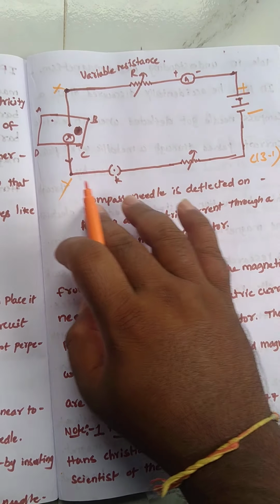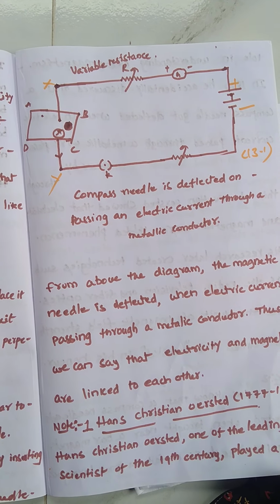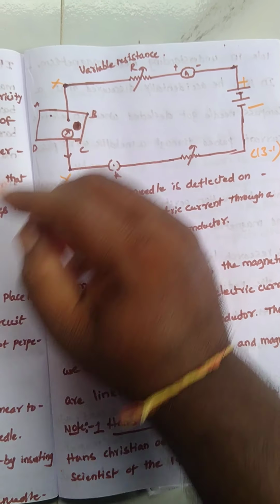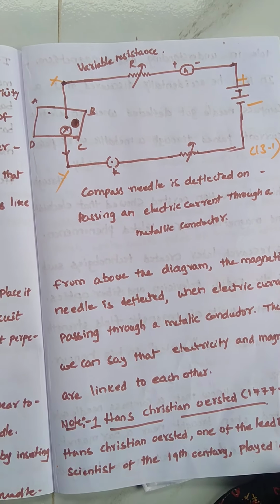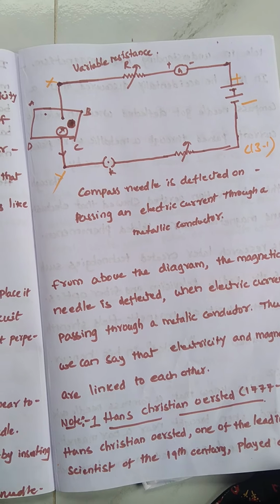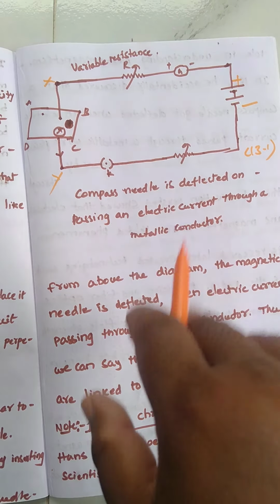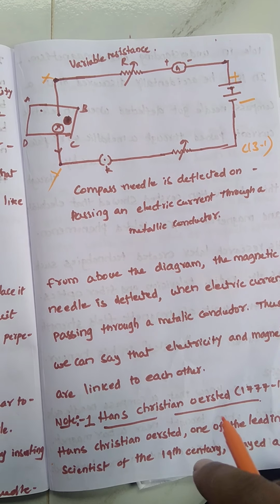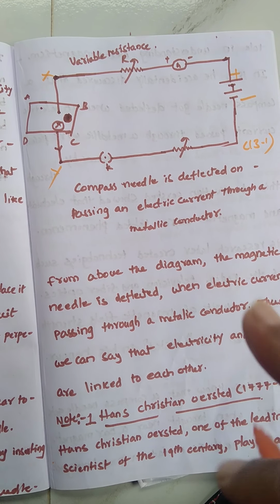So whenever current is passed through this copper wire, the magnetic needle shows the deflection. Already I told you, if you place this compass needle over the current carrying conductor also, the magnetic needle shows the deflection around it.